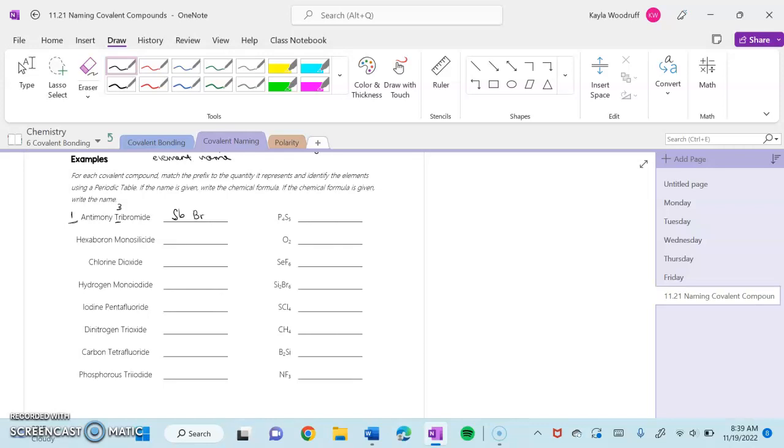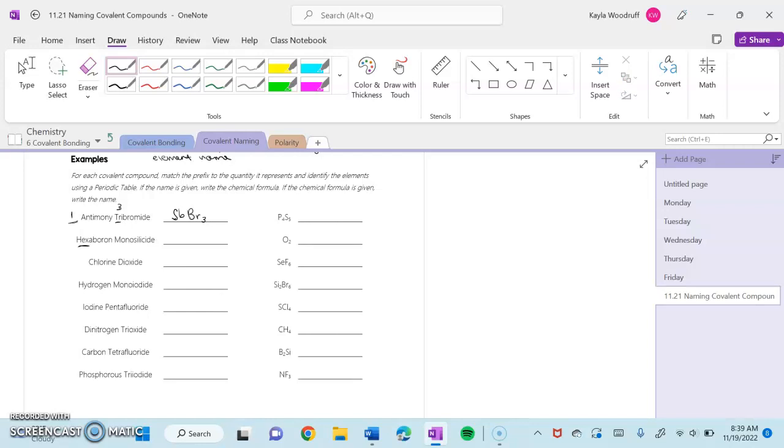Now I need to put in how many, because in a chemical formula, our quantity is written as a subscript. That is still true. So it would be Sb1, Br3. Same thing applies as before. A 1 is implied within a chemical formula. So it would just be SbBr3. That is antimony tribromide.